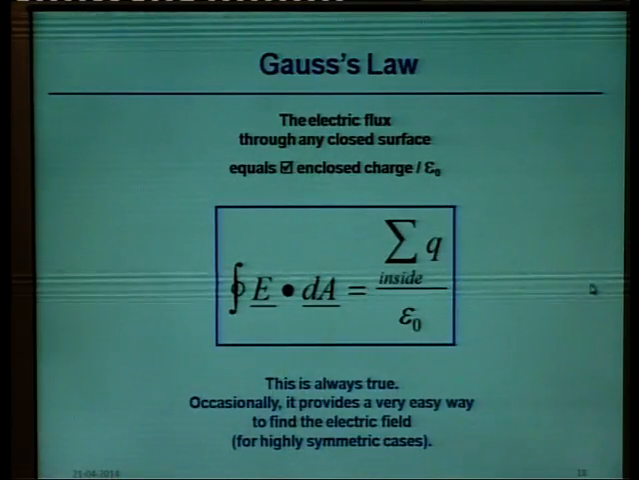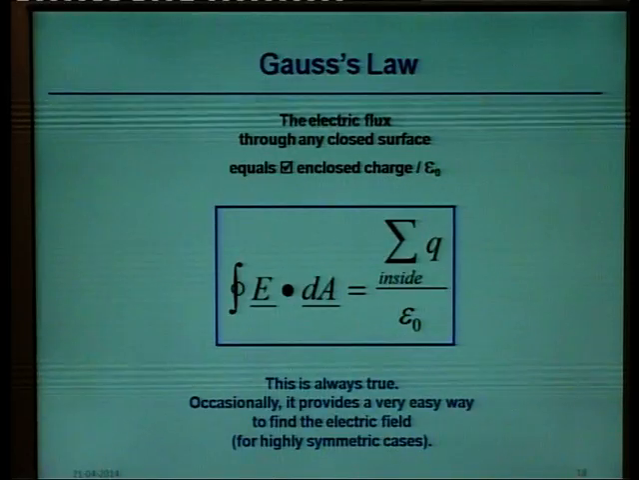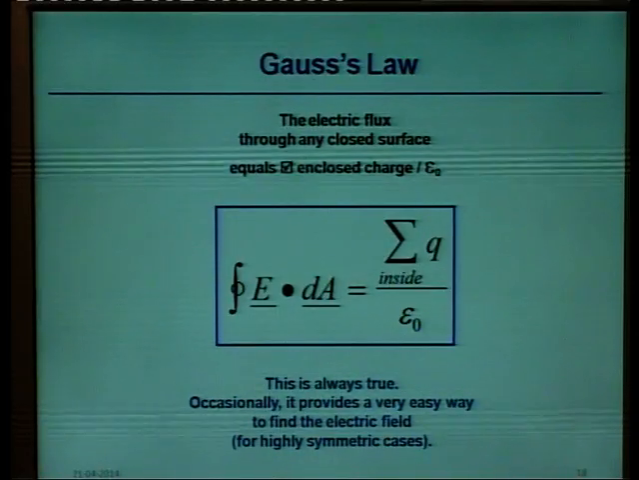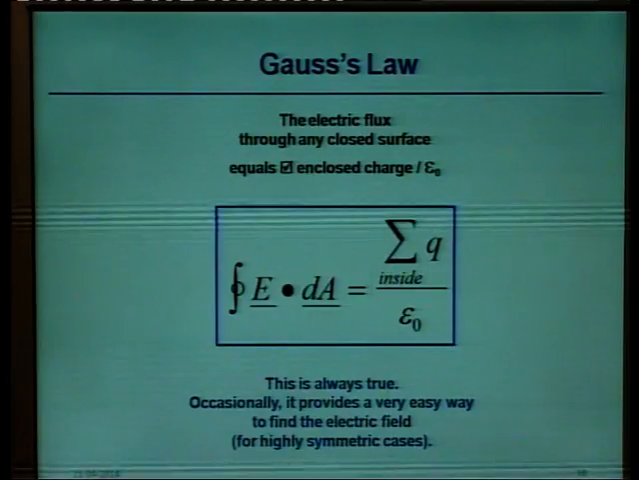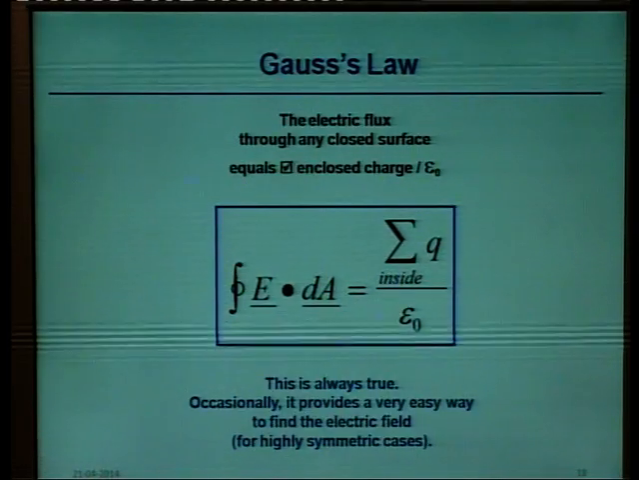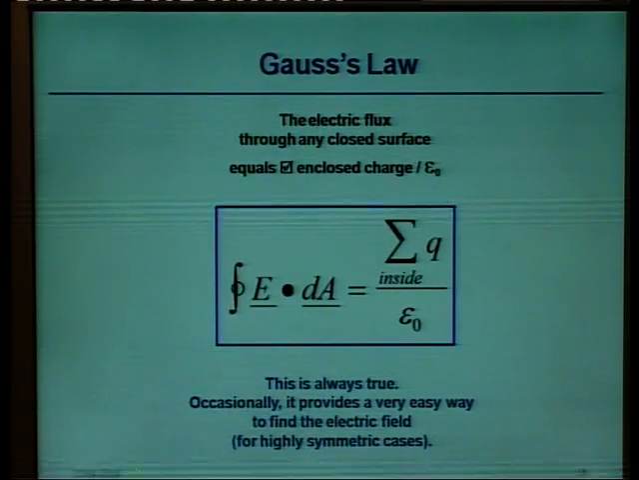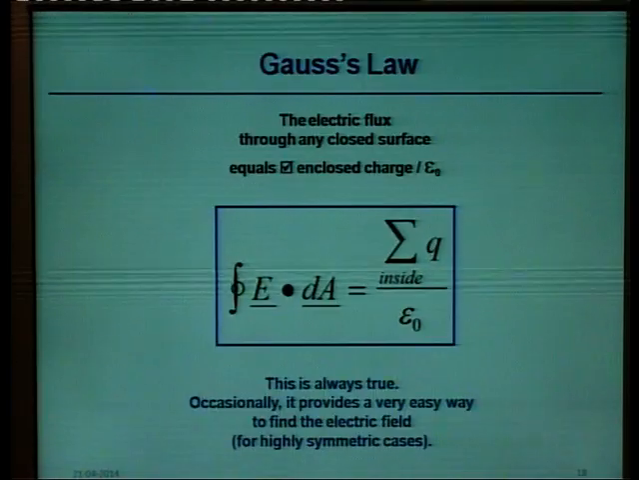Now, what does Gauss law explain then? Gauss law states that electric flux through any closed surface is equal to 1 over epsilon naught times the total charge enclosed by that closed surface.